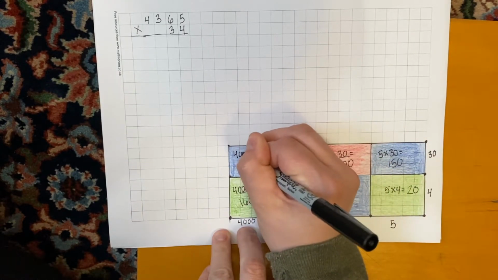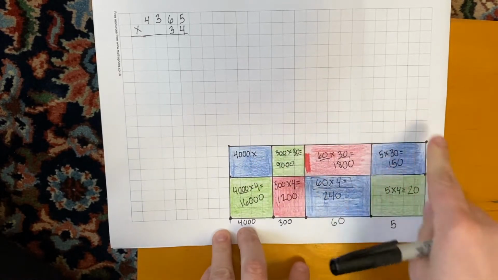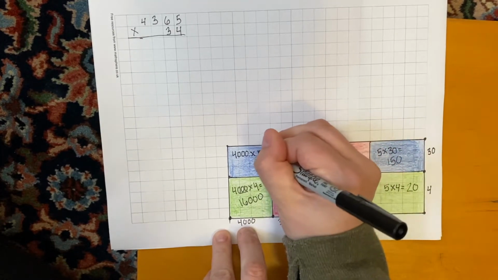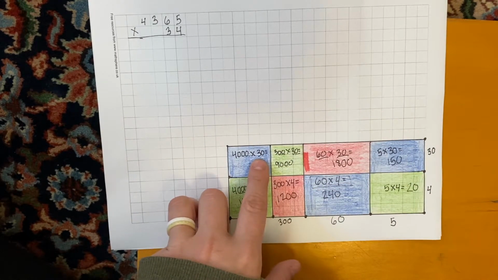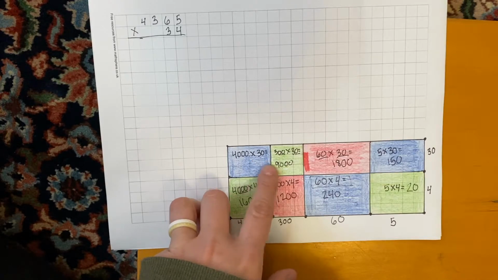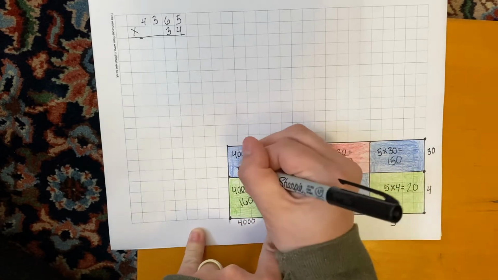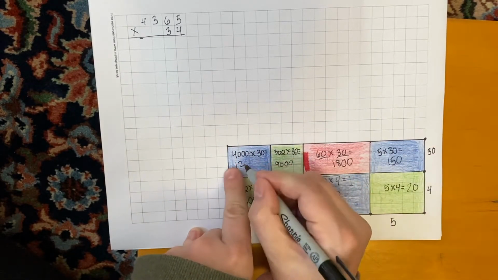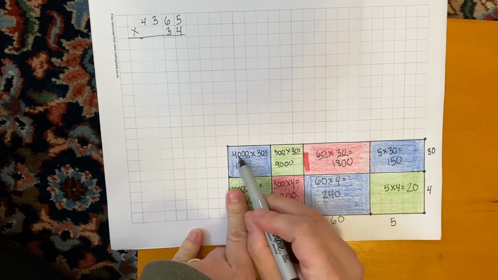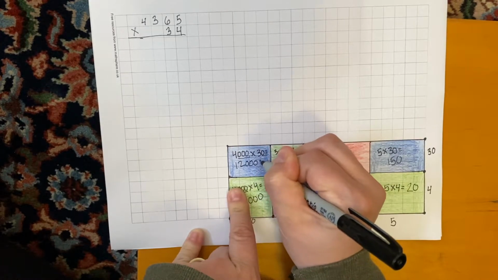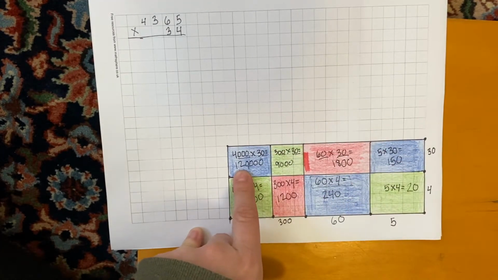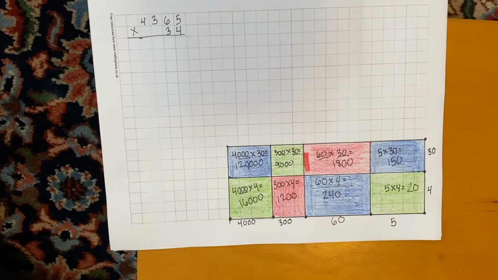4,000 times 30 equals, so 4 times 3. Well, we did 4 times 3 already, didn't we? We did that down here, and that was 12. And now we have to add 1, 2, 3, 4 zeros. That's 120,000. 4,000 times 30 is 120,000.